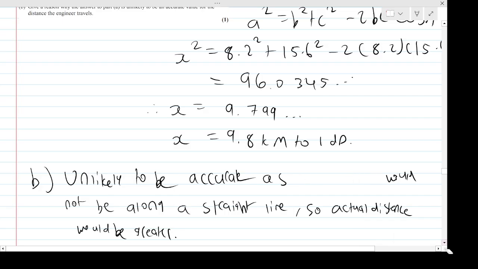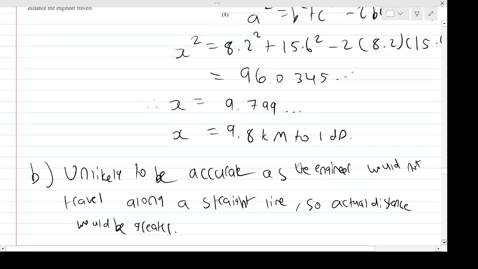Let me rephrase this a little bit. The engineer would not travel on a perfectly straight line. So the engineer won't travel along a straight line, meaning he'll be travelling along roads that are curved, or roads that are longer, or paths that are longer between the points. It's not going to be one straight line, right? So the distance would then be greater.